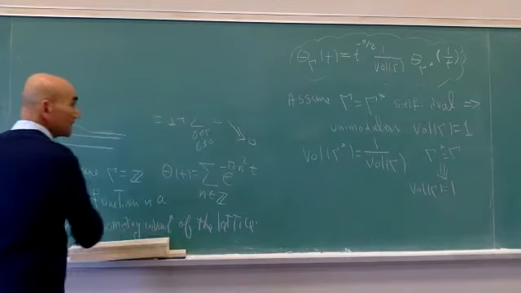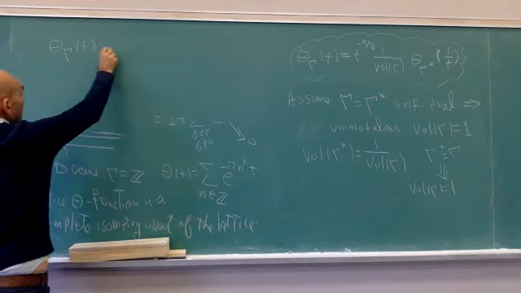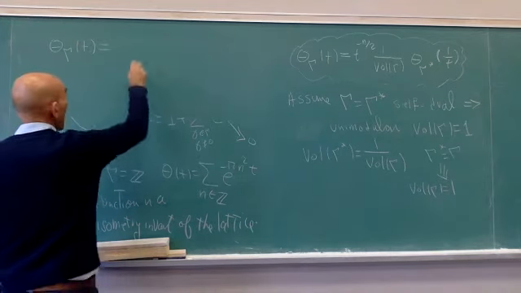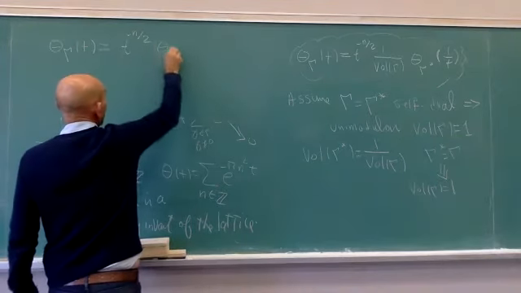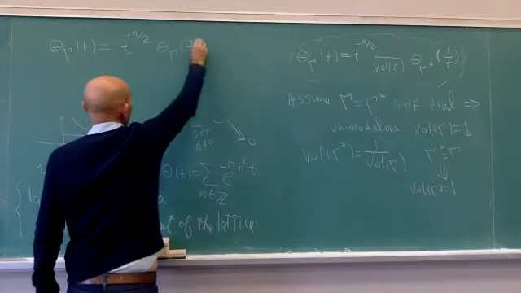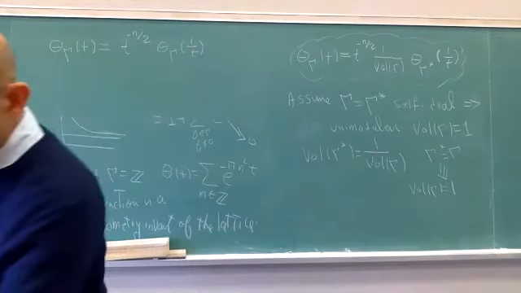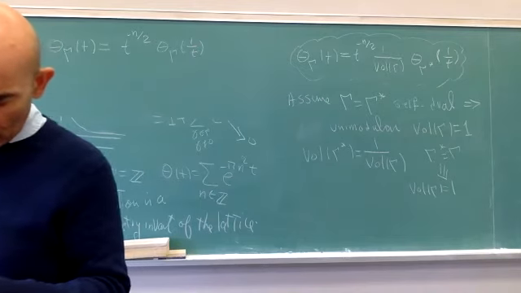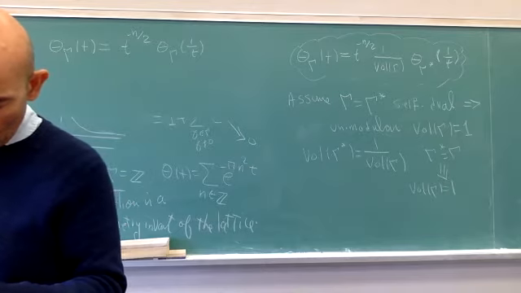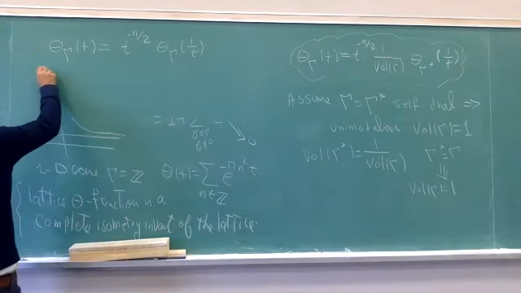theta gamma t is equal to t to the power minus n over 2 theta gamma 1 over t. So this is a famous equation. This is called Jacobi inversion formula for theta series, theta functions. So this is Jacobi.